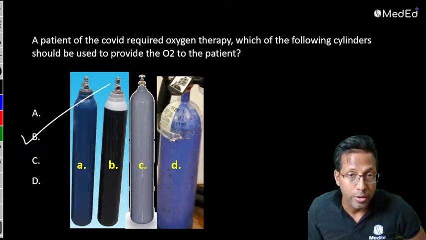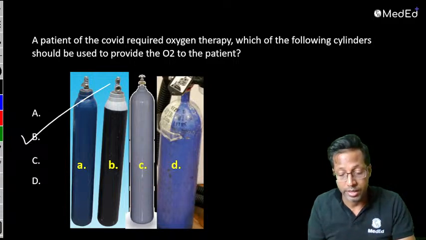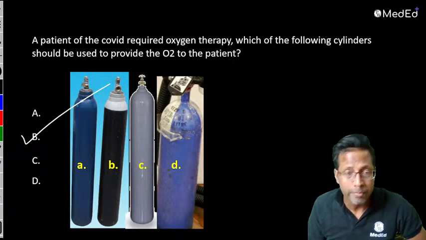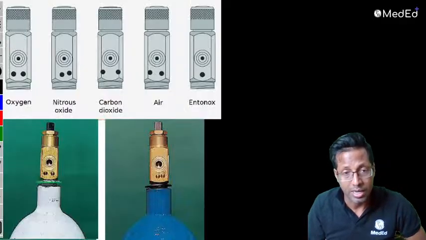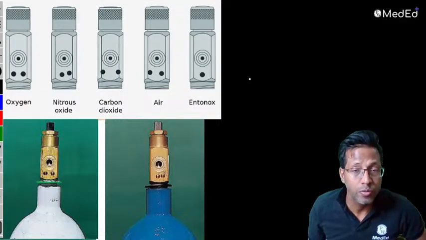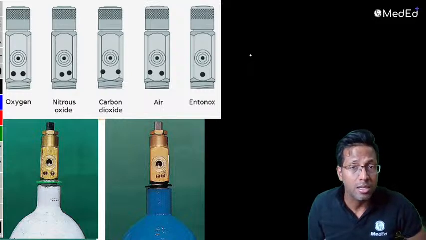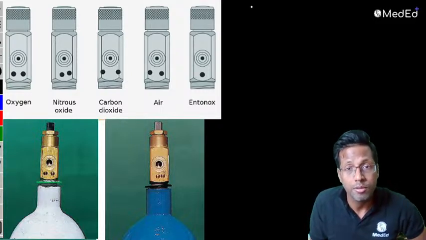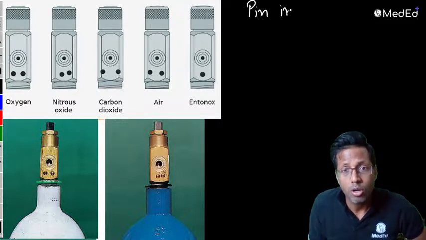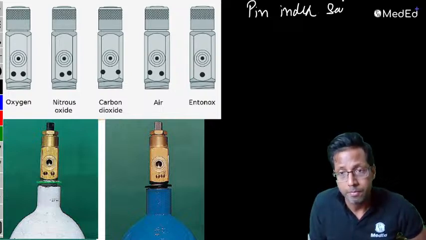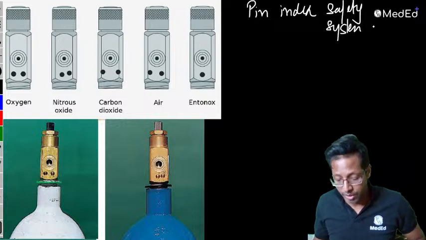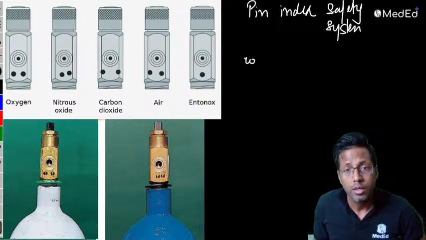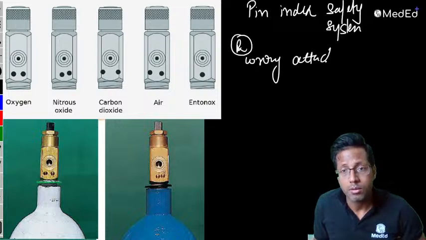B is the oxygen cylinder that you see, because this is based on the color of the cylinders, right? Another important question that comes in the exam. So let's revise the colors of the cylinder and the pin index numbers. Both can be asked in the exam, right? So these are the pin index which you see. Remember, the pin index system is what prevents the wrong attachment of cylinders, right? It's called the pin index safety system. This prevents the wrong attachment of the cylinders.